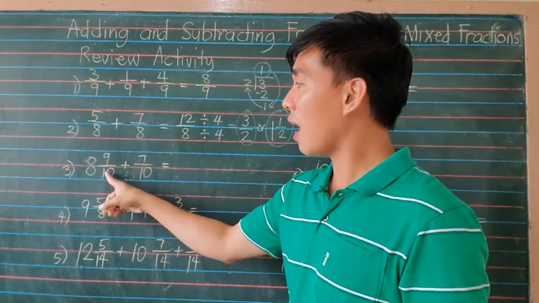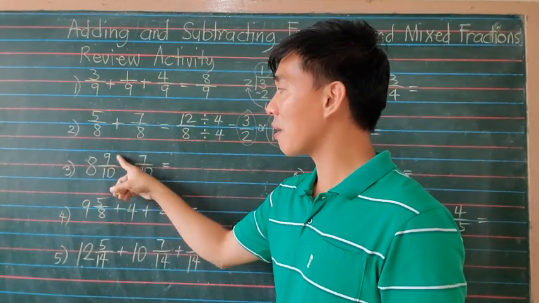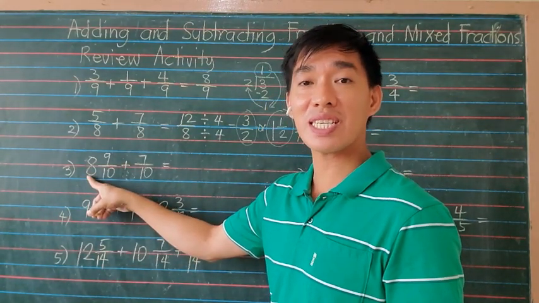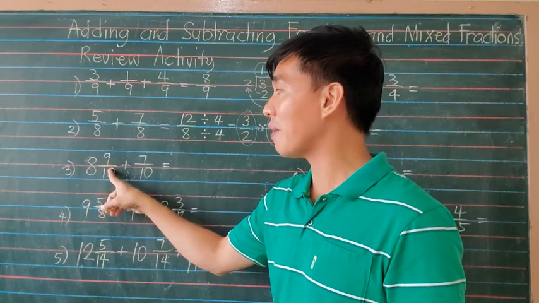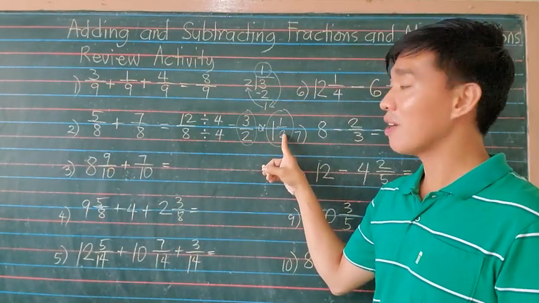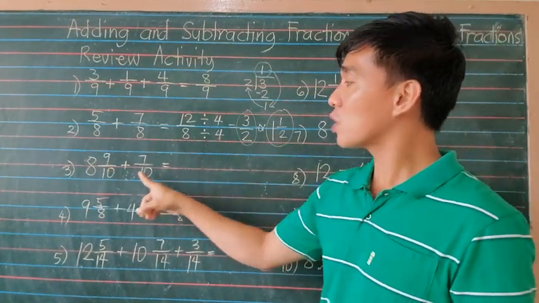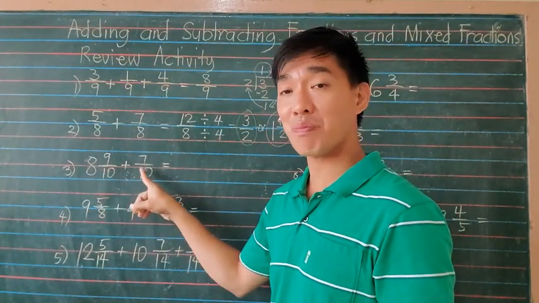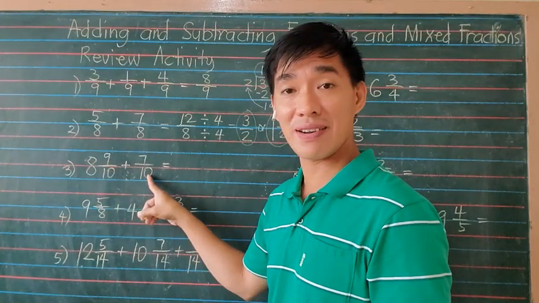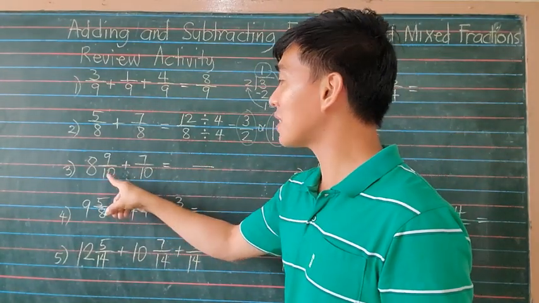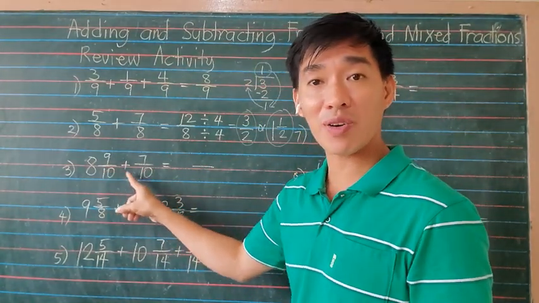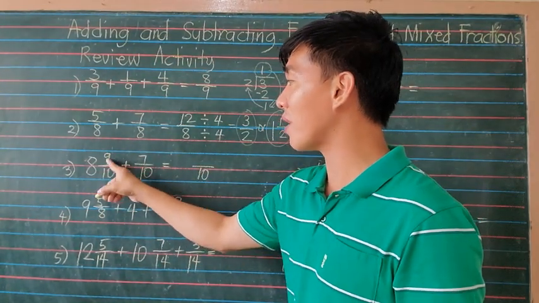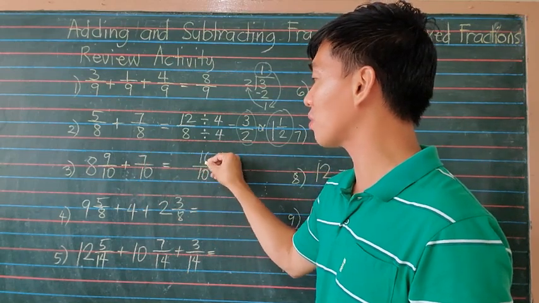Of course, we have here a mixed fraction now. This is a mixed fraction or a mixed number because it is composed of a whole number and a fraction. Like this one, whole number and a fraction. So in this case, we will have to add first the fraction part. They have the same denominator. We are so lucky, pareho yung denominator. So you just copy the denominator. Then you add the numerator. So 9 plus 7, that is equal to 16.